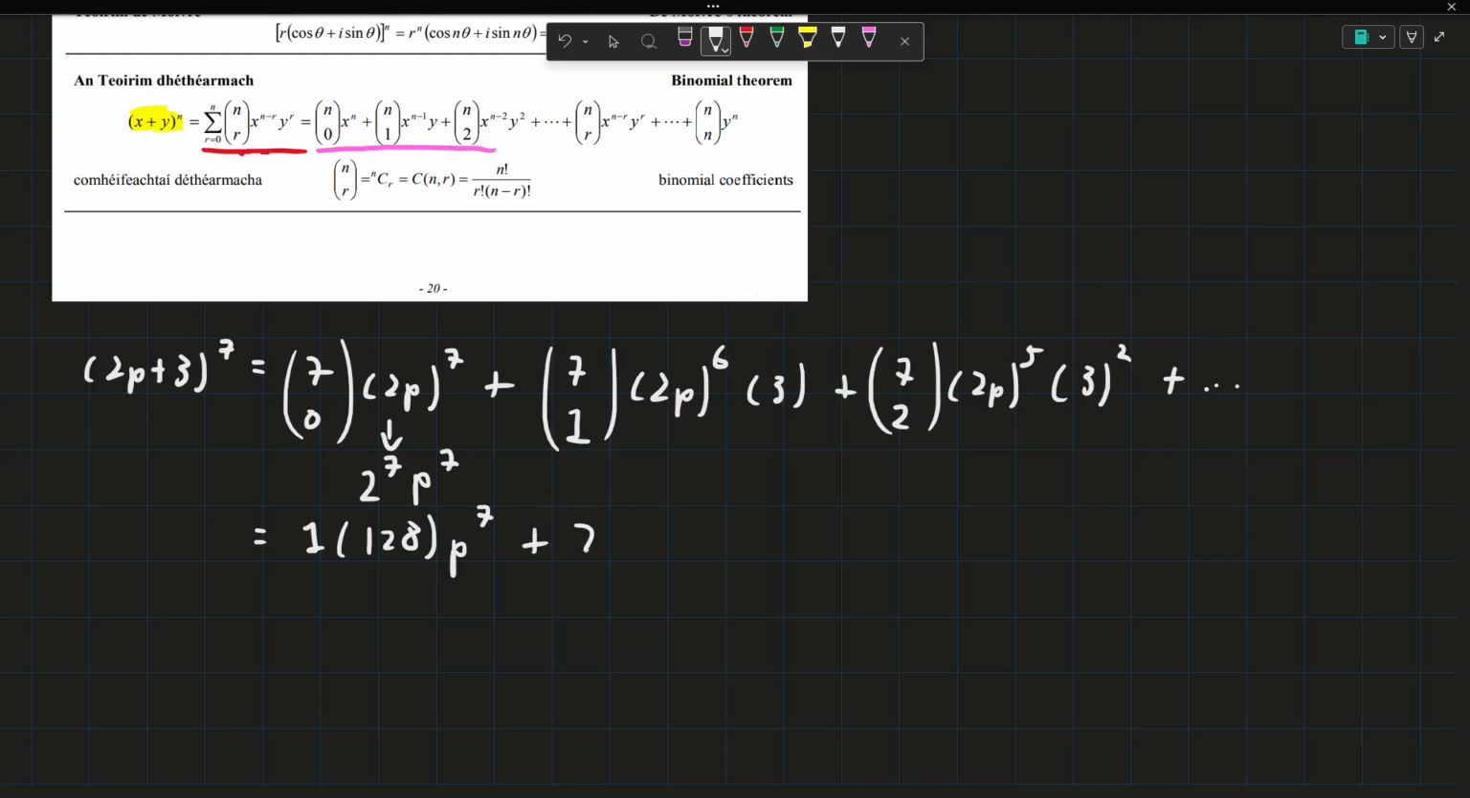Plus, and then 7 choose 1 is 7 if you put it into your calculator. Again, don't forget to put the power of 6 on both the 2 and the p. So 2 to the power of 6 will be 64, and then we'll have p to the power of 6, and that's multiplied by 3. And then 7 choose 2 is going to be 21. And then 2p to the power of 5, that'll be 32 times p to the 5, and then 3 squared is 9, plus dot dot dot, and then you can just put those into your calculator.